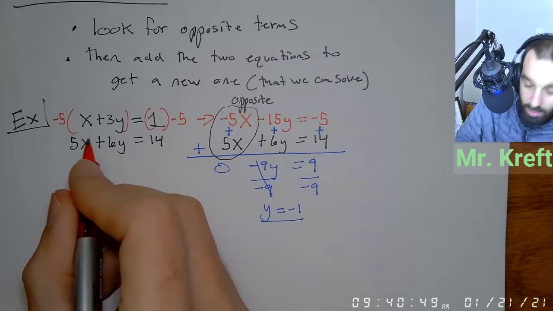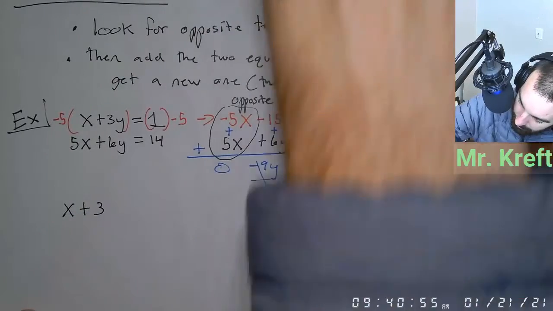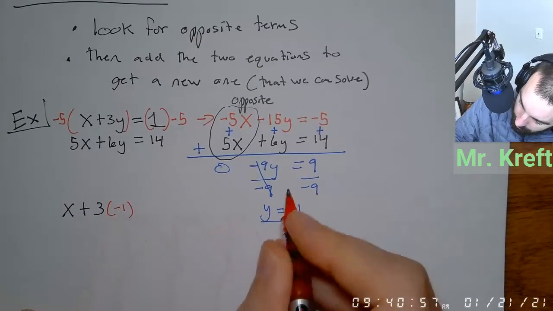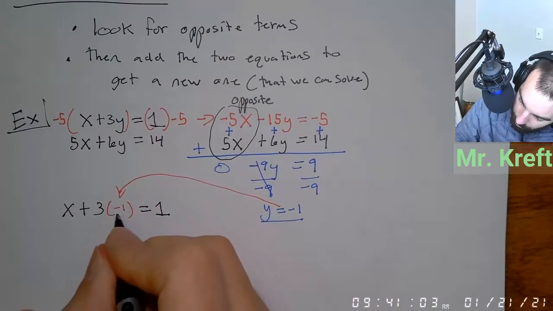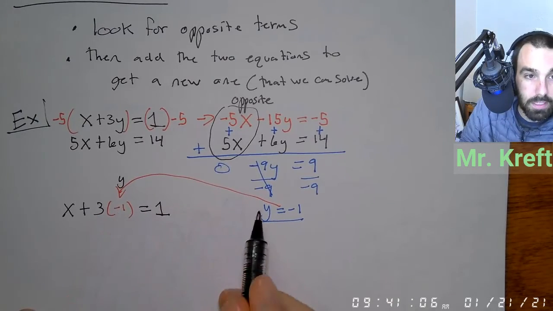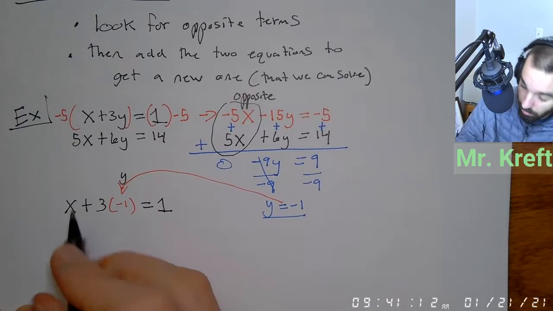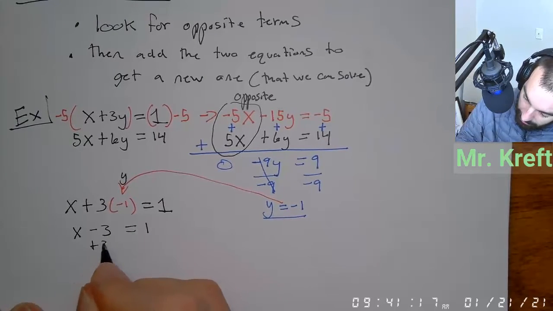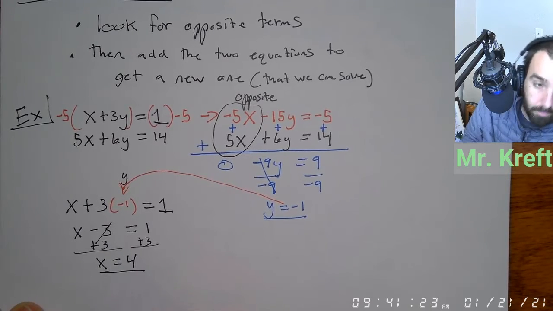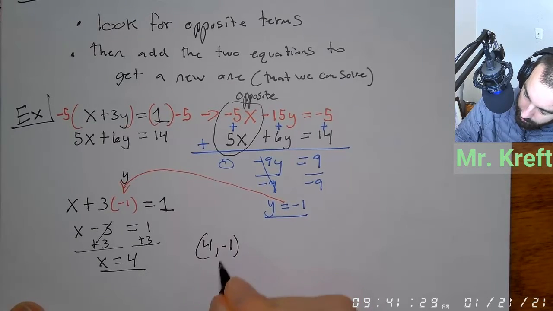So I'm going to plug this into the top. So it's for my y. So my x stays the same. And then I'm going to have 3 times negative 1. And then that equals 1. Okay, so again, this used to be my y, right? But now I know my y is negative 1. So let's take a look. Negative 1 times 3. So that's the same as saying x minus 3 equals 1. So then I'm going to add 3 to both sides. And I'm going to get x equals 4. So then my answer then is 4, negative 1.